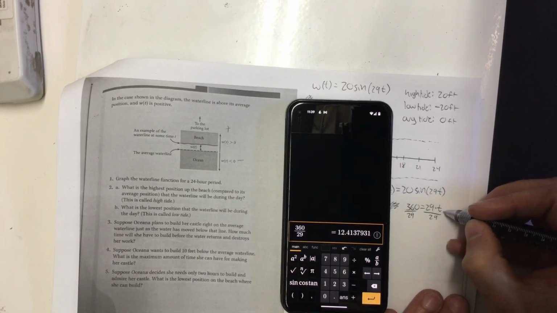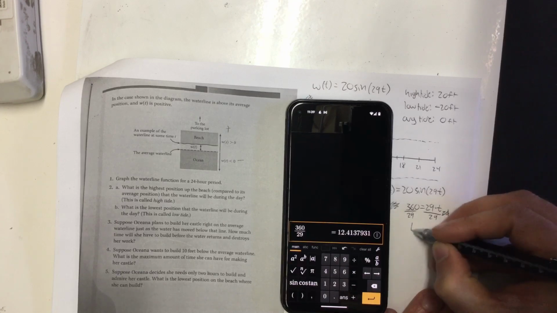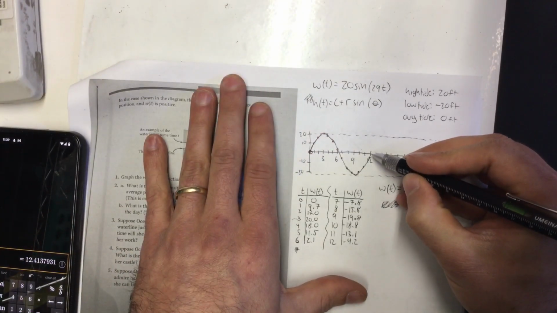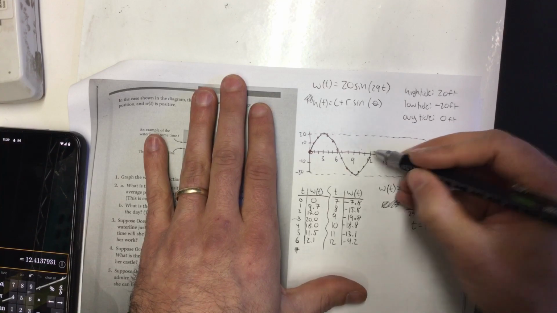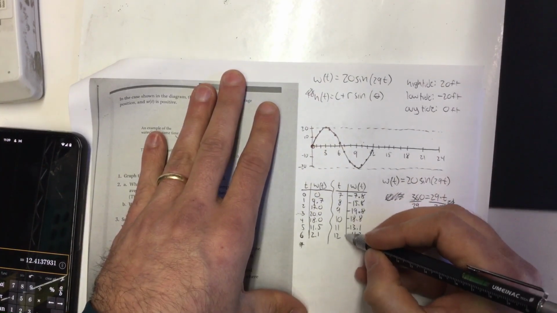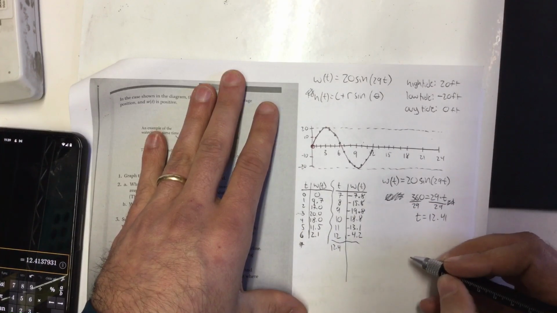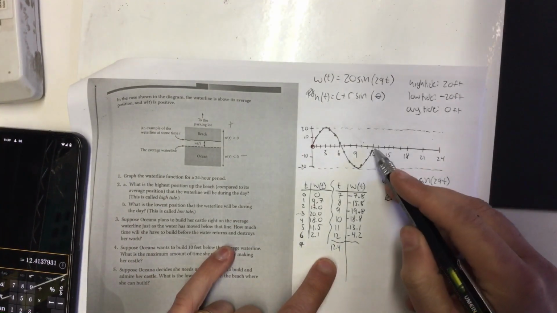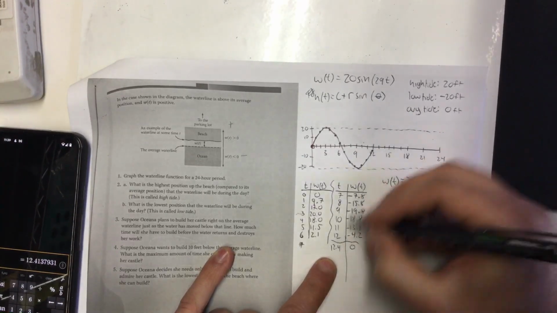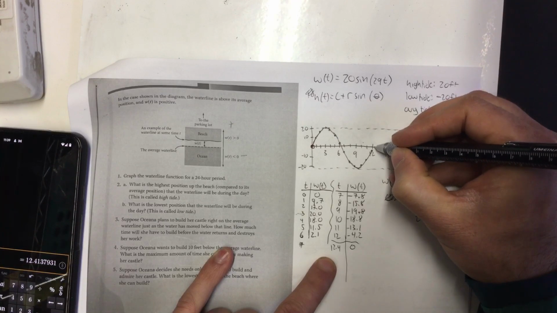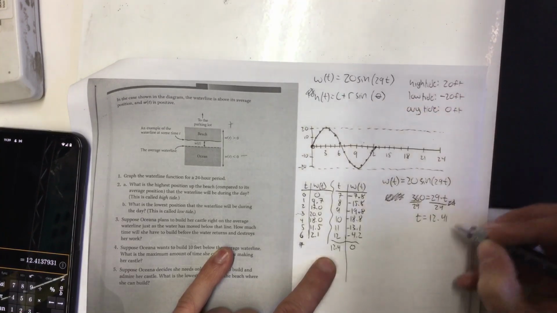So t is equal to 12.41, or like 12.4, so we're really close. Right here at 12.4 hours, and actually why don't we carry on this work here, at 12.4 hours this is going to be back to 0 degrees. So let's write that. Here's 12, that's 13, so 0.4 is a little less than halfway. So now we're back to the middle.